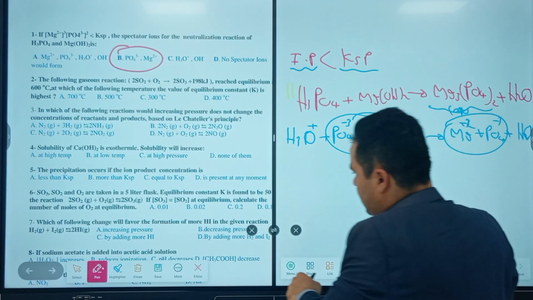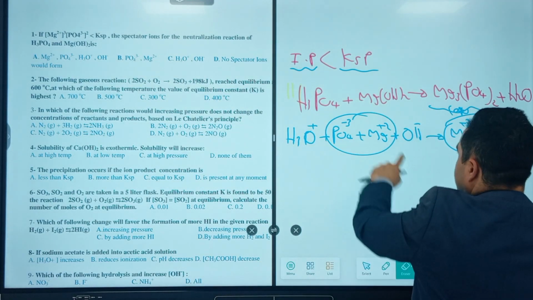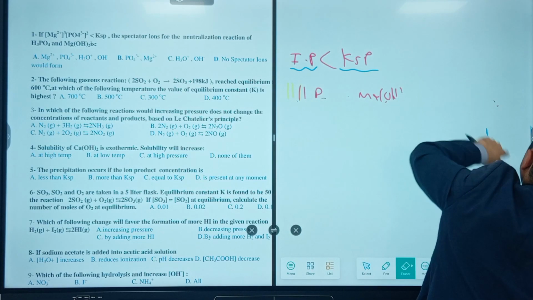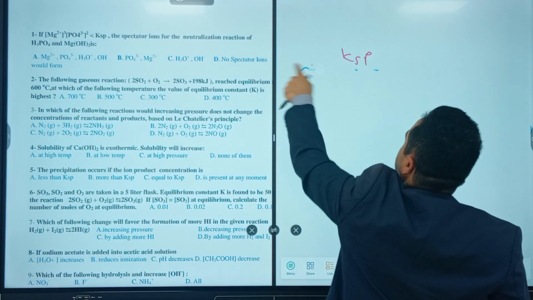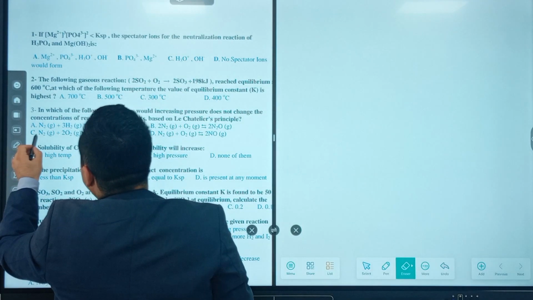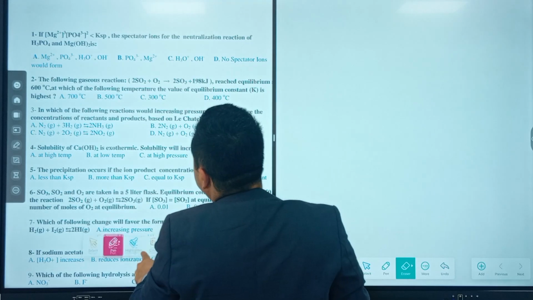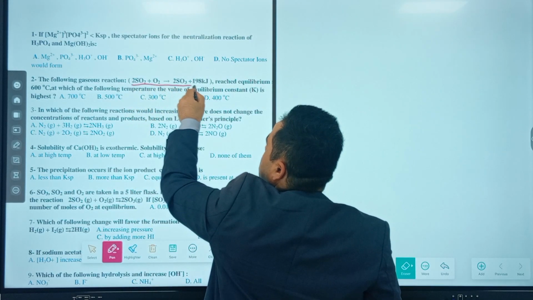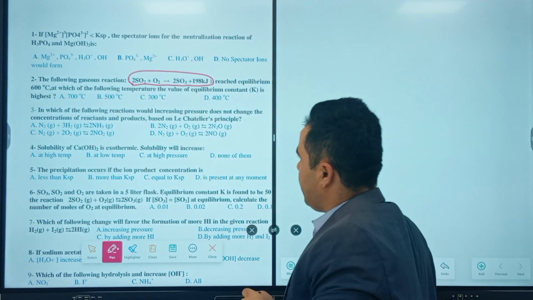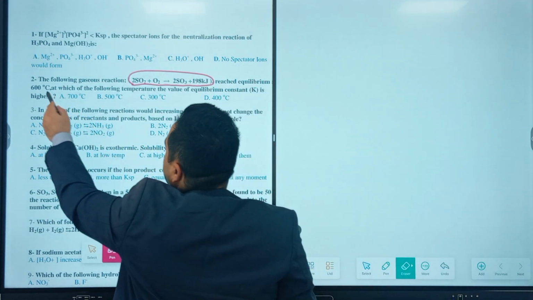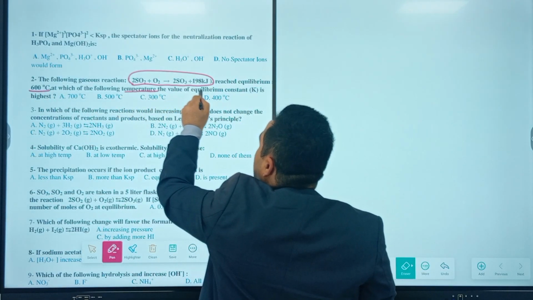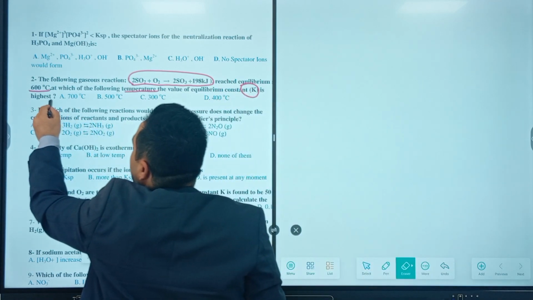Let us solve the second question, guys. For the following gaseous reaction, SO2 plus oxygen form SO3 with 198 kilojoules, which is exothermic, reached equilibrium at 600 Celsius. At which of the following temperatures is the value of the equilibrium constant highest?